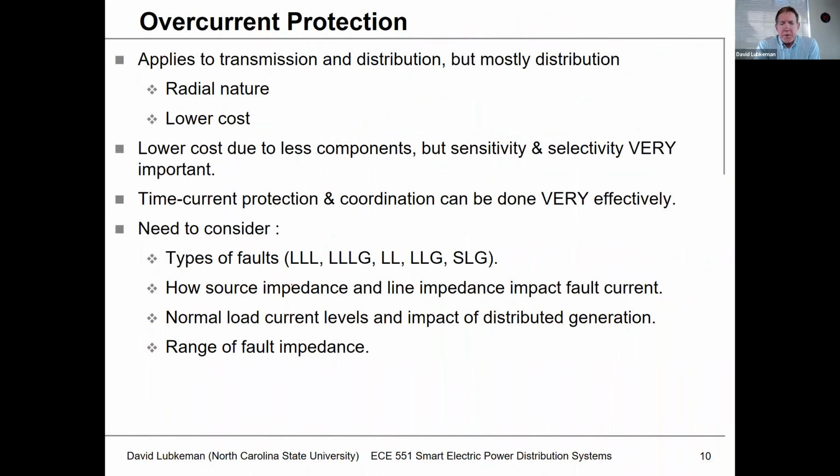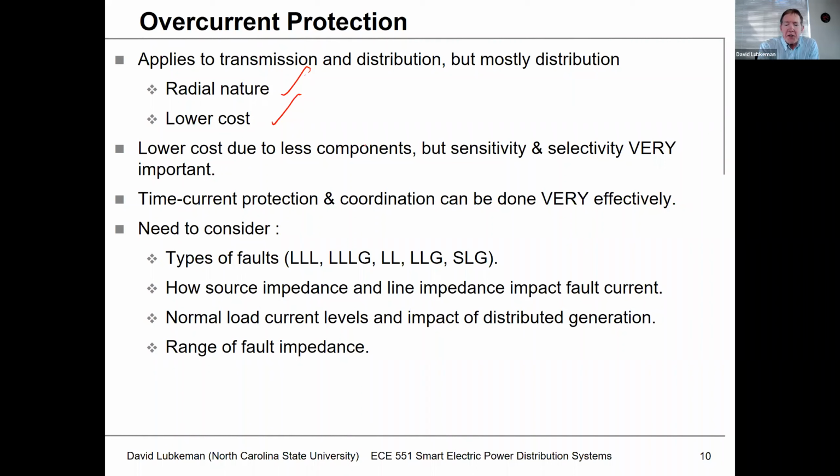And so the most common type of protection functions that we're going to see on a distribution circuit are going to be related to the use of overcurrent protection. It's pretty convenient to use it in distribution because we've got radial circuits in nature. And so typically the bulk of the current comes from the substation, and it's fairly low cost, which is important when we have a lot of circuit miles of distribution.